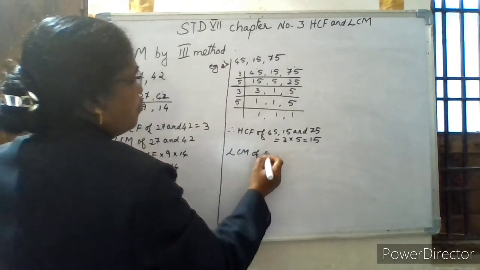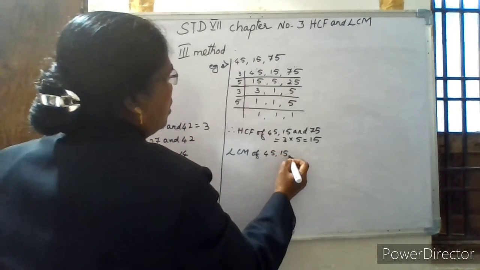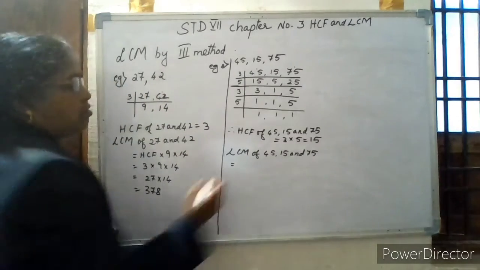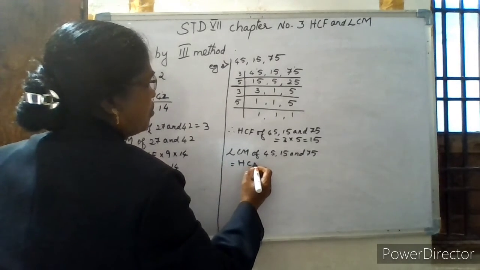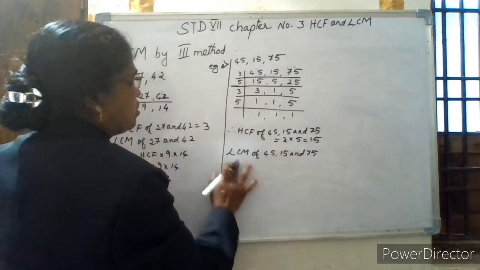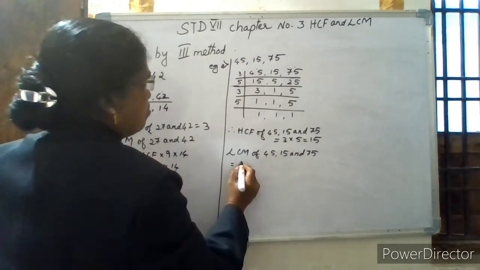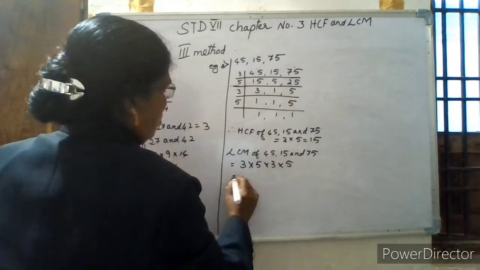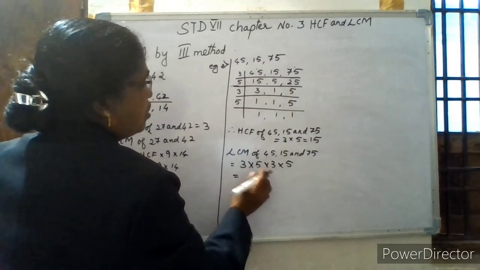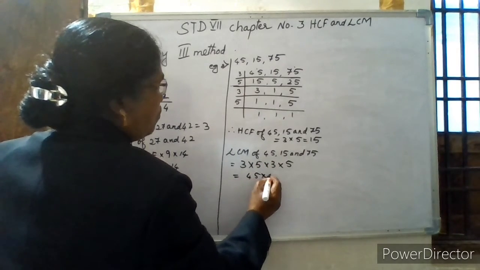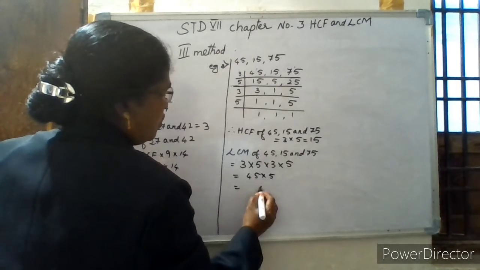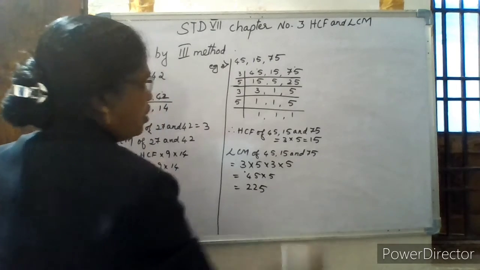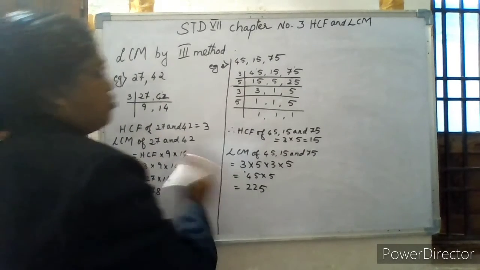LCM of 45, 15 and 75. This is equal to the HCF, or we can directly write all these numbers and multiply them: 3 into 5 into 3 into 5 again. 3 5s are 15, 15 3s are 45, 45 into 5 again. 5 5s are 25, carry 2, 5 4s are 20, 21, 22. So the LCM here is 225.